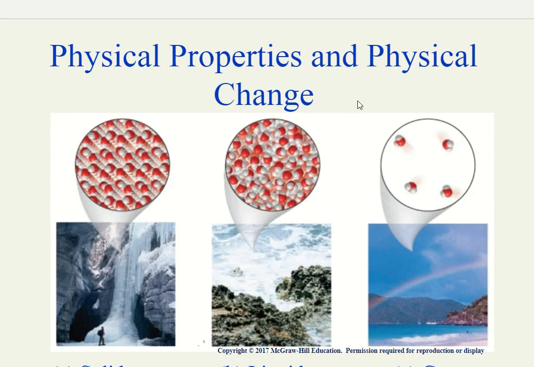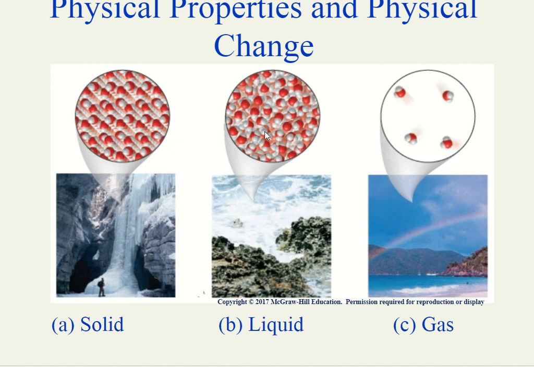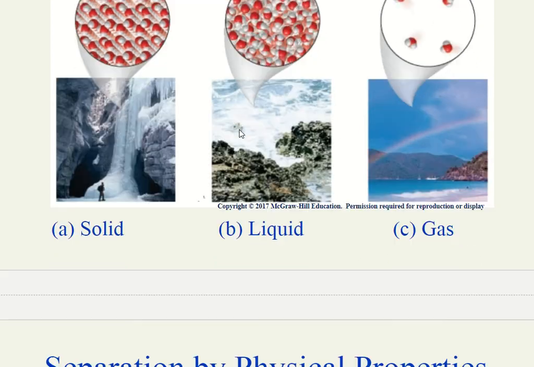Here is an example of the physical property and the physical changes between solid ice, liquid water, and water vapor. So here is ice. Particles are very close together, but if you notice carefully, they are still made up of the same particles in each of the three cases. The only difference is the distance between them. So we did not change the identity of this substance.